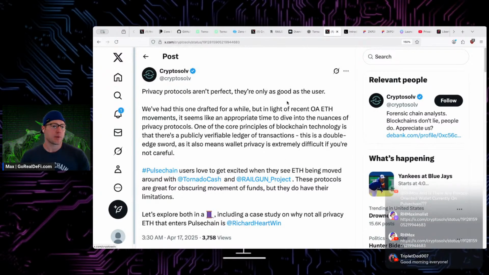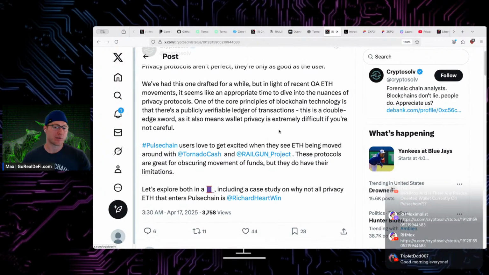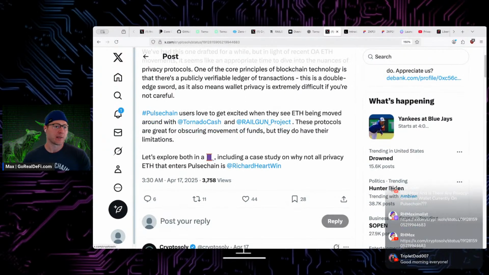Privacy protocols aren't perfect. They're only as good as the user. We've had this drafted for a while, and the recent OA ETH movement seems like a perfect time to dive into nuanced privacy protocols. One of the core principles of blockchain technology is a publicly verifiable ledger of transactions. This is a double-edged sword. It also means wallet privacy is extremely difficult if you're not careful. PulseChain users love to get excited when they see ETH being moved around with Tornado Cash and Railgun. These protocols are great for obscuring movement of funds, but they do have their limitations.